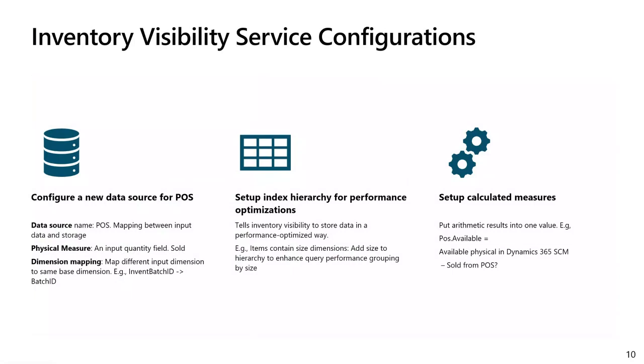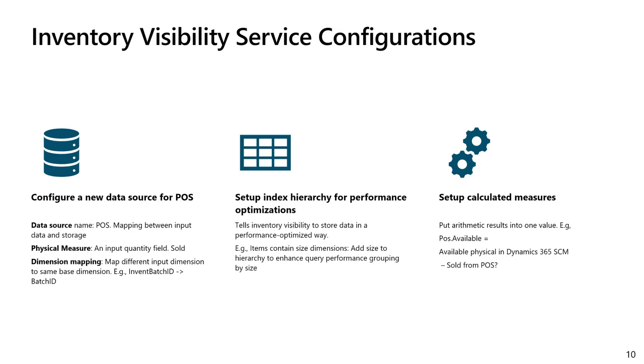To achieve the process described above, we need to go through the inventory visibility service configurations. Firstly, to indicate that the data comes from a different source, we have the concept of a data source, and we name it POS for the point of sale system. The data source contains a name as well as 2 important pieces of information. Firstly is the physical measure, which is an input quantity field, for example, the sold quantity. And secondly is the dimension mapping.